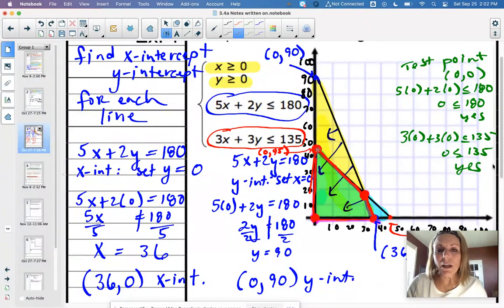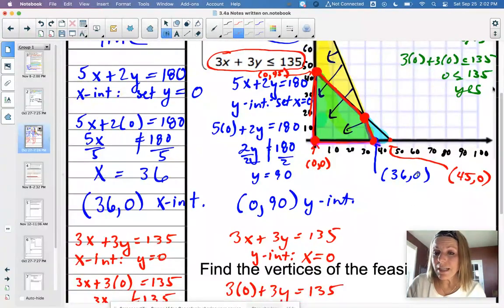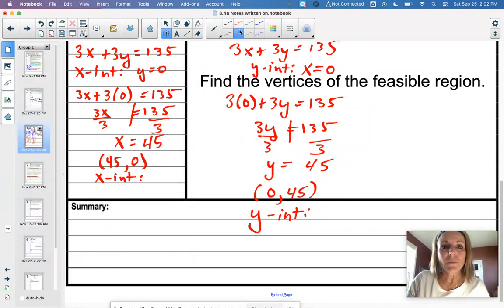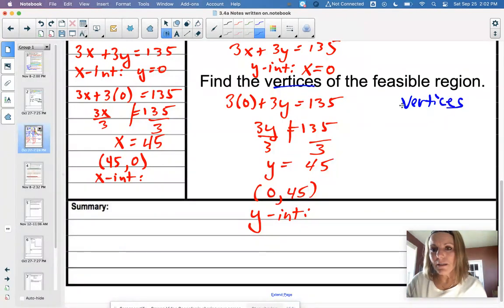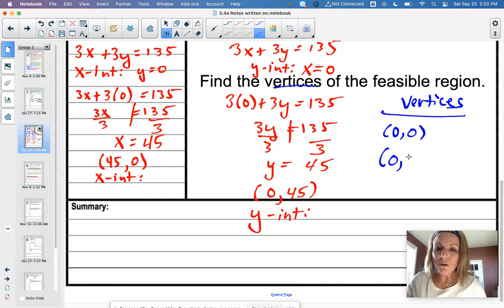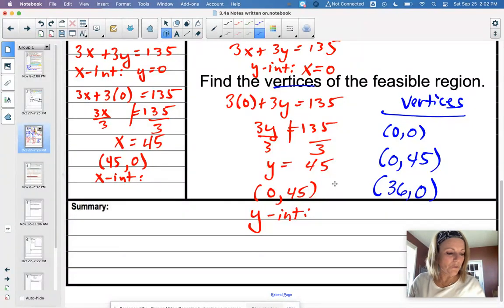And here's the deal. We already know that this point, it's labeled, is 0, 45. We already know this point right here, that's 0, 0. We know this point right here, we labeled it, that's 36, 0. So we can write those down right now below. So find the vertices. I'm going to write vertices and we'll label it. So we have 0, 0, 0, 45, and 36, 0. Those are the three we know.